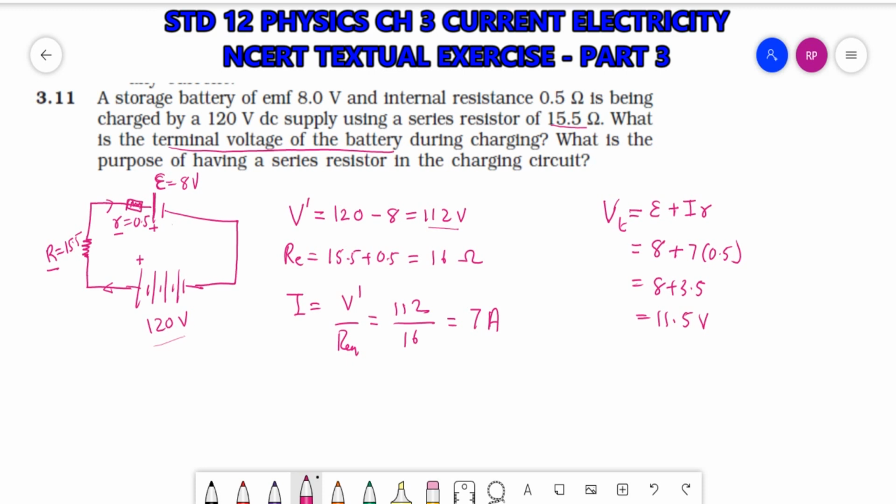Clear? Now one more question, what is the purpose of having a series resistor? Using a series resistor we can control the current flowing, we can reduce the charging current, and as we are reducing the charging current we can reduce the heat loss I square r, that is, heat loss due to internal resistance. So this was about 3.11, so just note it down.